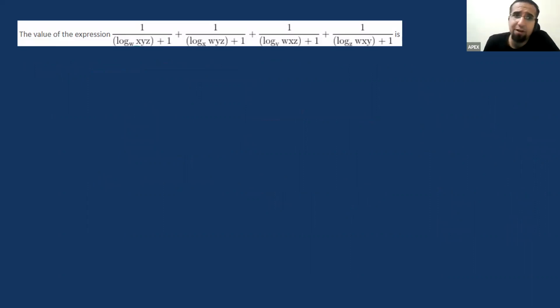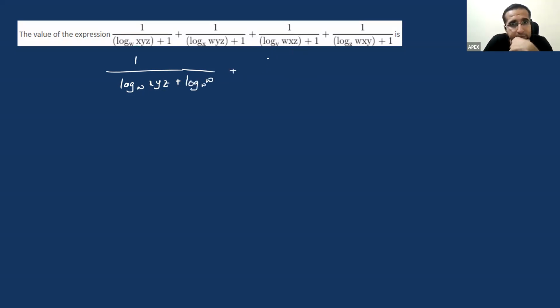As I told you, you should never leave a question on logs. Okay. Now, what helps me to understand how do I go ahead in this question? Let's look at this. This is base w of x y z plus 1. This is base x of w x w y z. This is base y of w x z. So I can see a possibility of x y z. So if I want x y z, I can write this as log w base w is equal to 1.